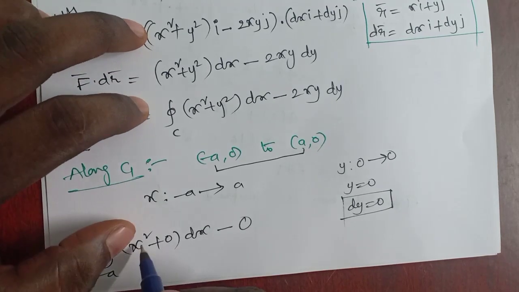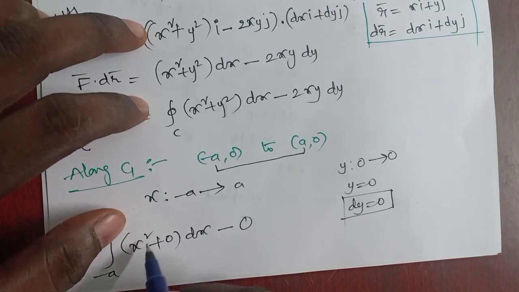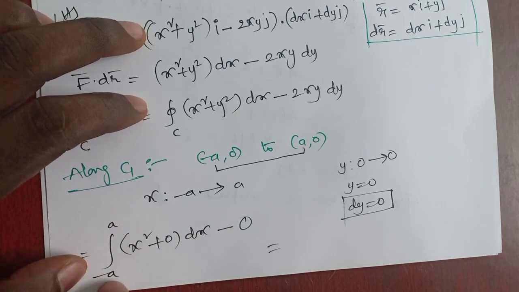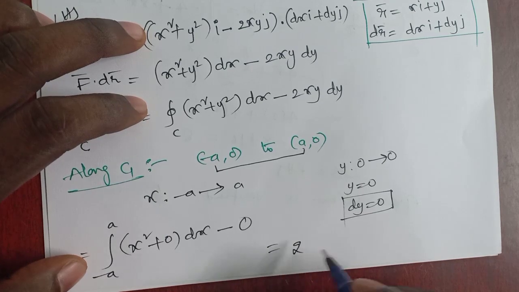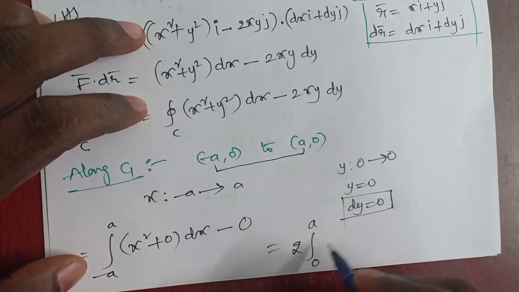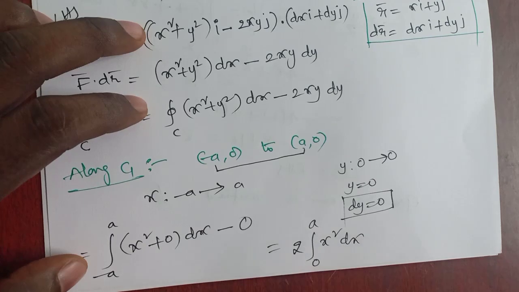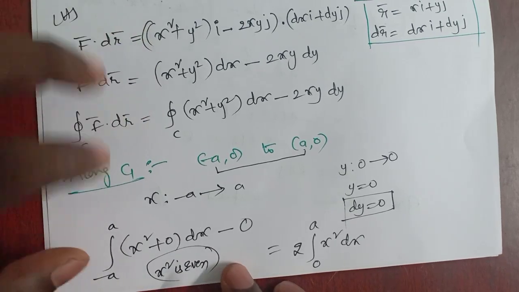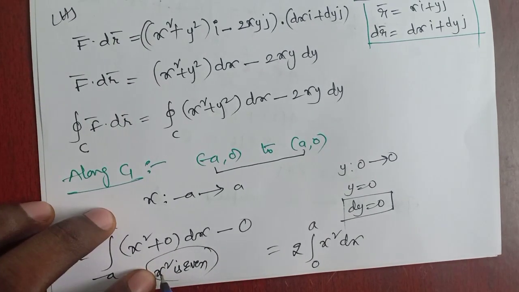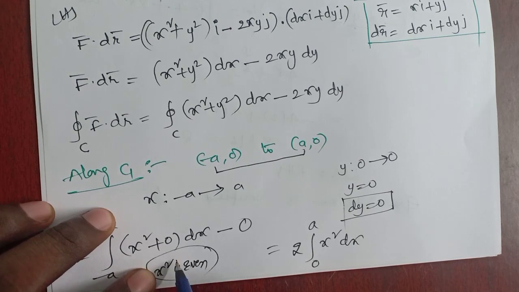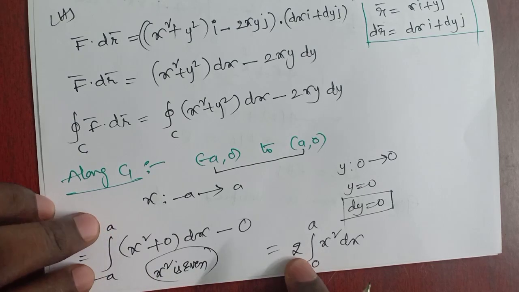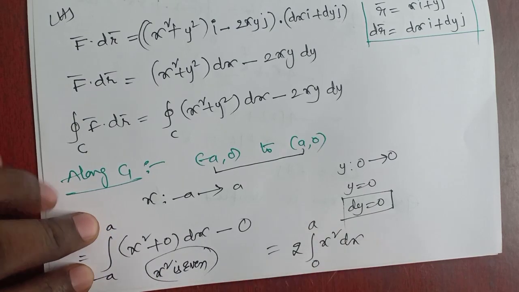Now, clearly x square is an even function, so the boundaries from minus a to a can also be written as 2 integration of 0 to a x square dx, since x square is even. What is the meaning of even? If you substitute minus x here, minus x whole square also equals x square, so since it is even, the boundaries can be rewritten like this: 2 integration of 0 to a x square dx.